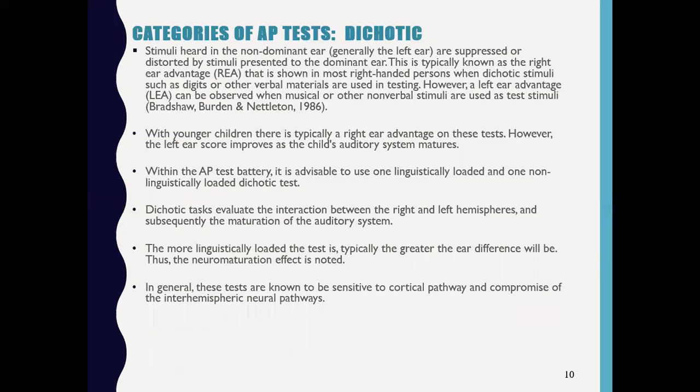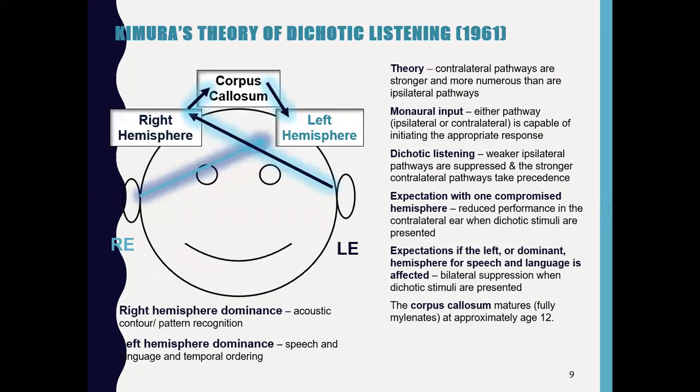I'll get back to that. So binaural integration is the ability to take information in from both ears and understand it. The analogy I gave was listening to someone talk on the right ear on the phone, and someone comes up to you on the left and you can hear and understand them.